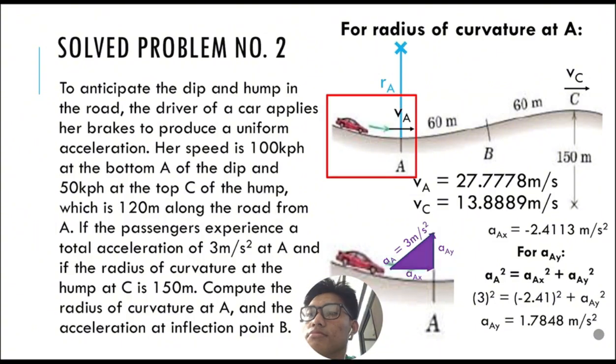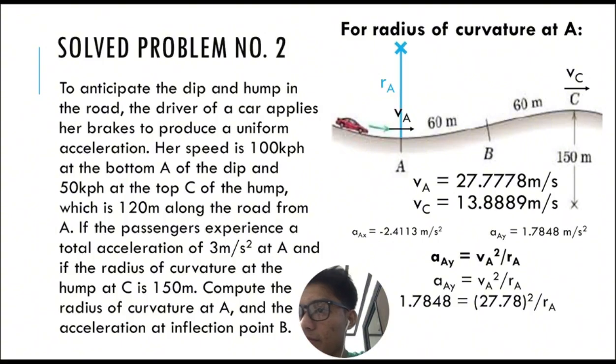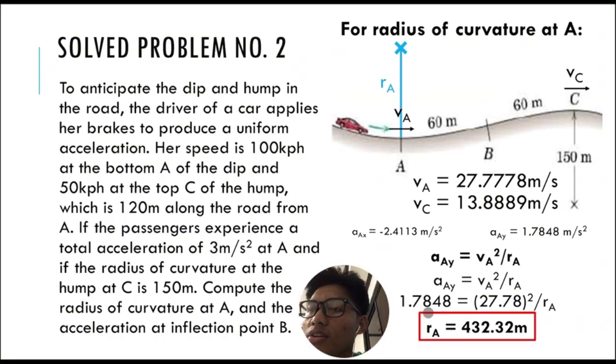So, ngayon pwede na tayong maghanap ng radius. Tandaan natin, ito yung ginamit natin for normal acceleration. Meron tayong velocity na 27.7778, squared natin yon. Then, itong part na to, calculate na lang natin, or simplify natin. Magdi-divide tayo, and meron tayong 432.32 meters. That is the curvature at point A.